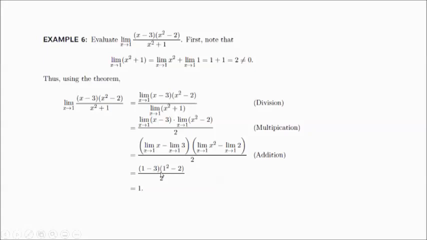So 1 minus 3, and then 1 squared minus 2, over 2. If you evaluate that, it is equal to 1. Again, you need to know this is just arithmetic, class, so you need to know how to solve this. You can actually use your calculator if you want, but for a classic problem like this, you have to know how to solve it manually.